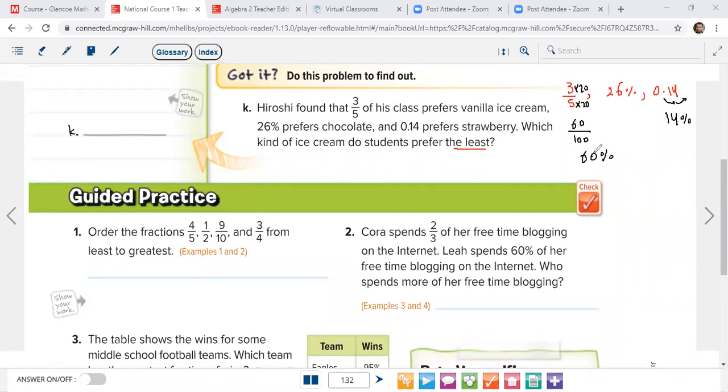Now I succeeded to make them all percent, and it's clear that the least one is the 14%, as you can see. So 14%, it was strawberry. So which kind of ice cream do students prefer the least? It was strawberry.